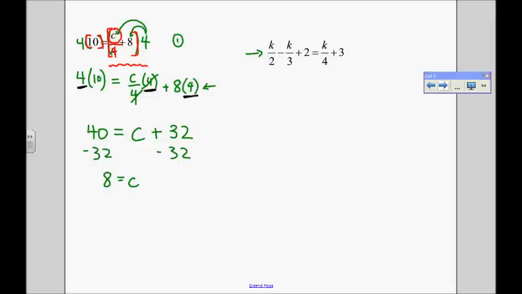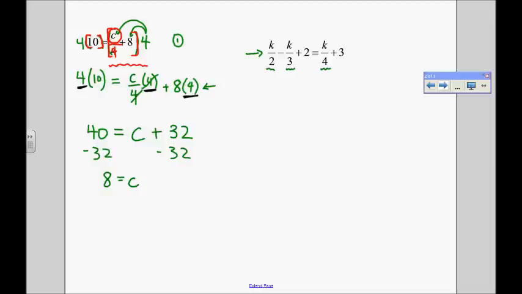Take a look at the next example. This time, it looks like we have 3 denominators to get rid of. We want to get rid of this 2, this 3, and this 4. The easiest way to do that is multiply every single term by 2, 3, and 4. Actually, it's even easier to just multiply by 3 and 4.